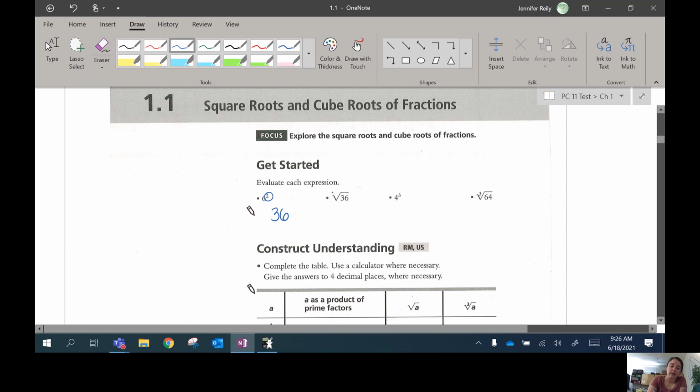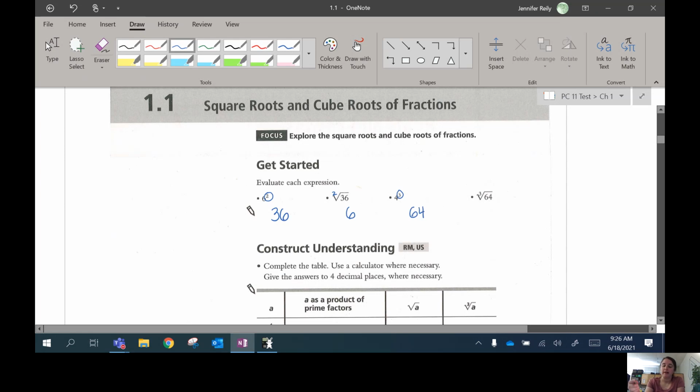There actually technically is a little 2 here. We just kind of have dropped that 2 over time because we write the square root so often. But there technically is a 2 there, and it means what number do you multiply 2 times to make 36? The answer is 6. 4 cubed, that means, so the 3 means multiply the 4 3 times. So 4 times 4 times 4 would be 64.